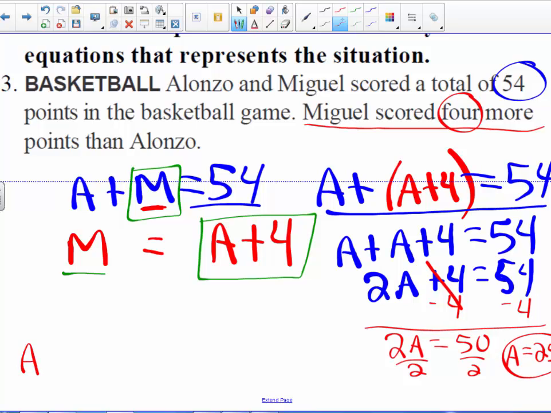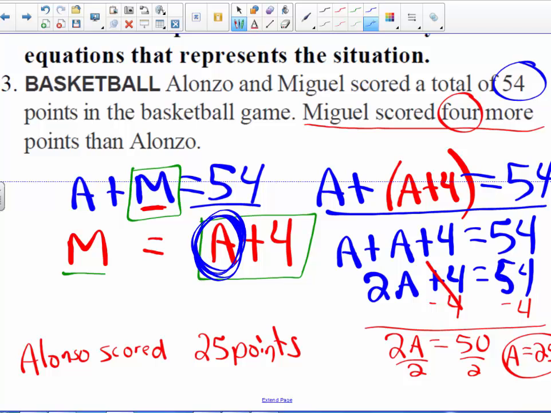So Alonzo scored 25 points. Okay, and let's see how much Miguel scored. So we take Alonzo's 25, sorry, not 54, and we plug it in for the a right here. What's 25 plus 4? 25 plus 4, that's 29. So Miguel scored 29.